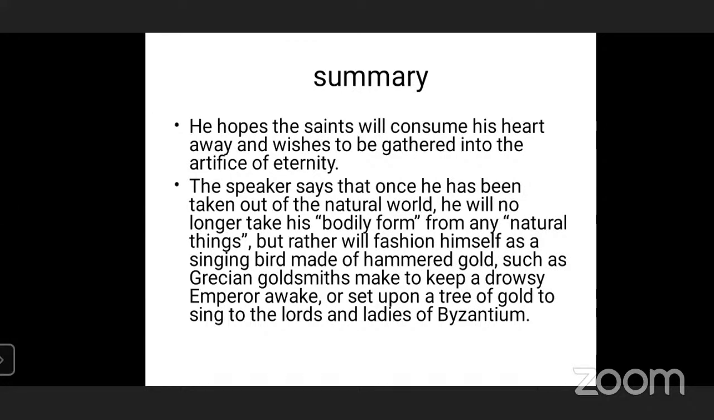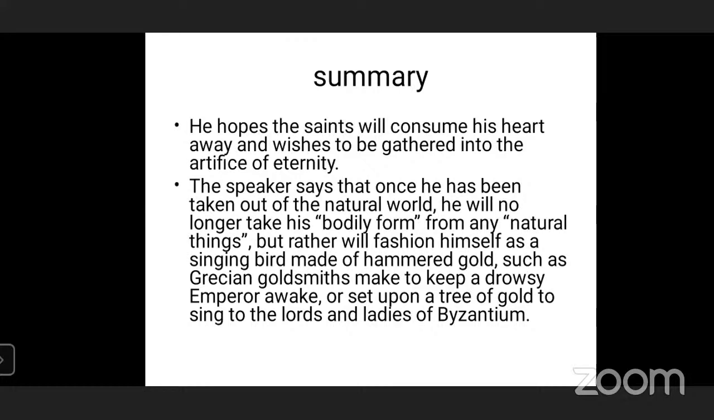So here he's also thinking that whatever he has done during his life, during his youth, that will be erased when he is there in Byzantium. The speaker says that once he has been taken out of the natural world, he will no longer take his bodily form from any natural things, but rather will fashion himself as a singing bird made of hammered gold, such as Grecian goldsmiths make to keep a drowsy emperor awake, or set upon a tree of gold to sing to the lords and the ladies of Byzantium.